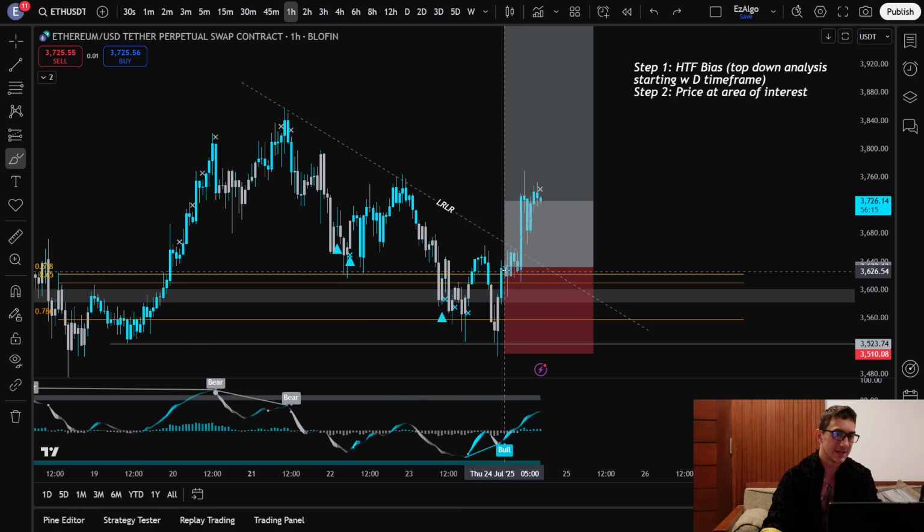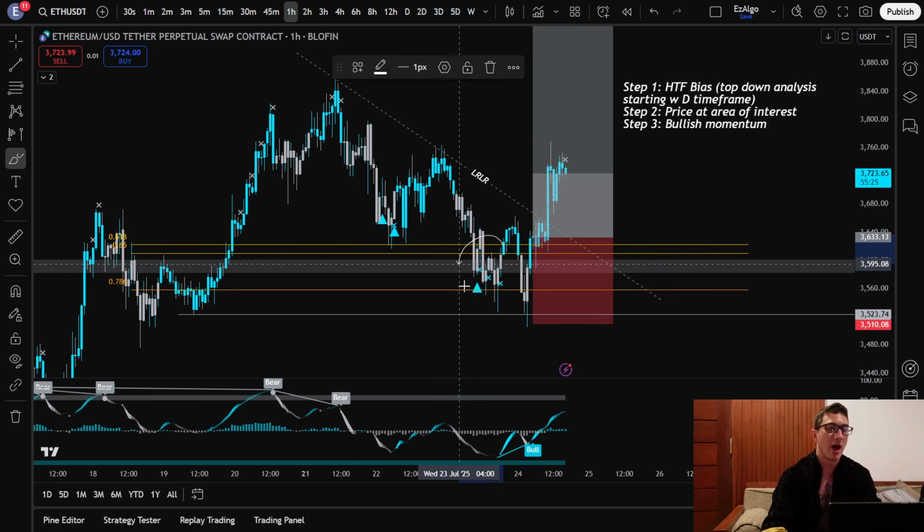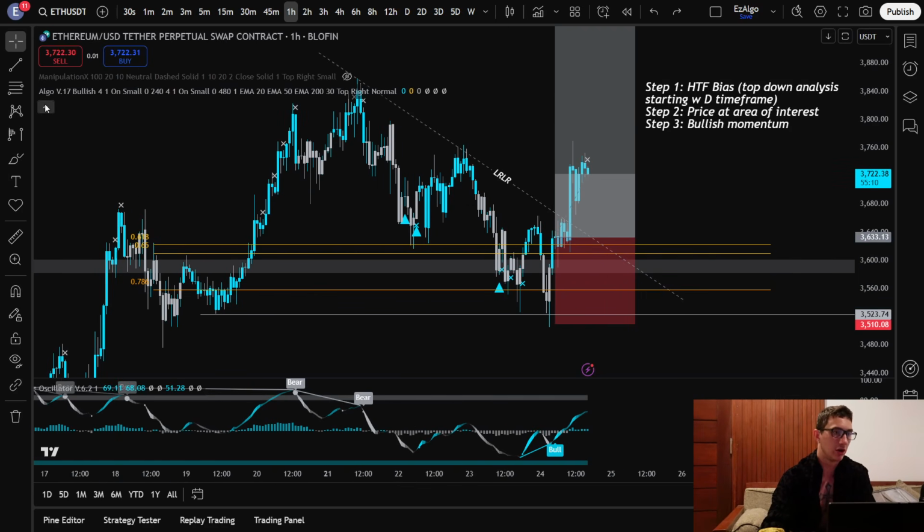So that confirms to me that this is an area of interest, or there are multiple pieces of confluence at this level. All we're doing now, after we have our high time frame bias in our area of interest, is we are looking for bullish momentum. You guys might be looking at this chart and saying, well, Matt, why didn't you enter here as opposed to here? This indicator at the bottom of my screen here is called the Easy Oscillator.